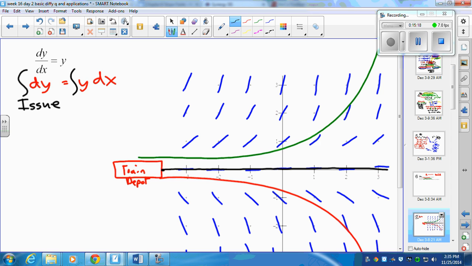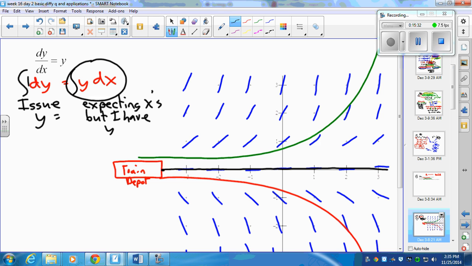I can do the left side. The integral of 1 dy is y. The issue is here. I'm expecting x's, but I have y's. So I can't do that right now because it's supposed to be only in terms of x, and there's a y there.